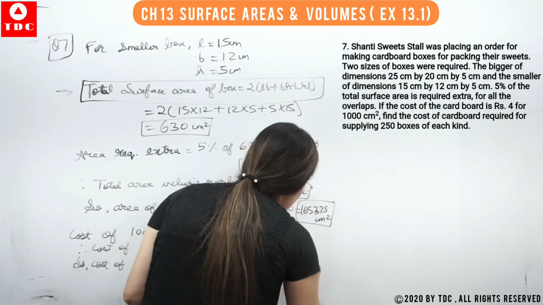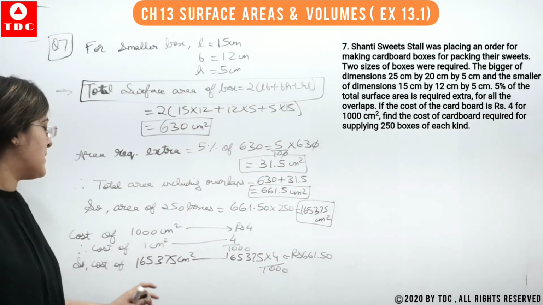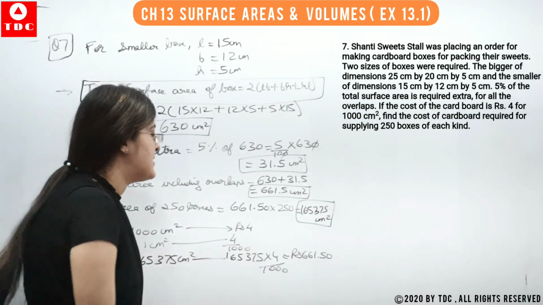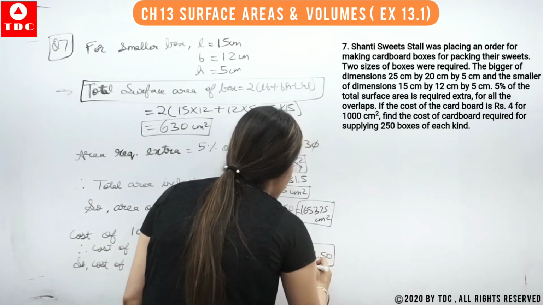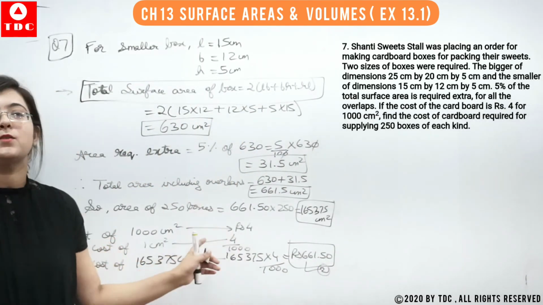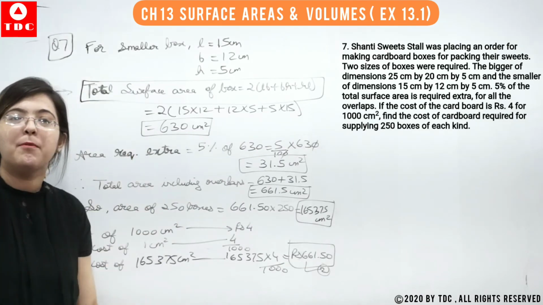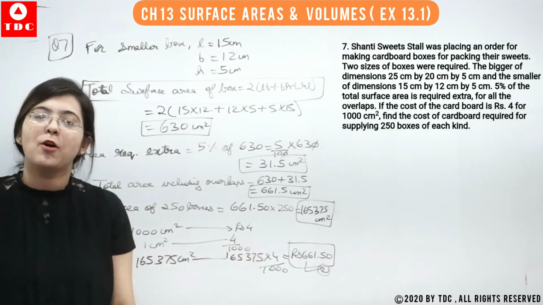Rupees 661.50. Okay, how much will you get the cost? 661.50. So give it equation 2. This is the total cost for the smaller box. Okay, so we have calculated for bigger box as well as for smaller box.